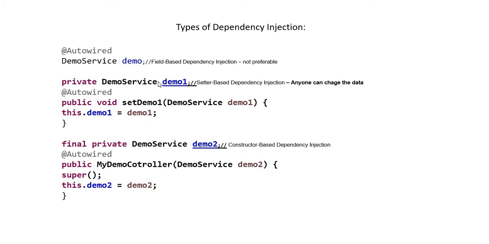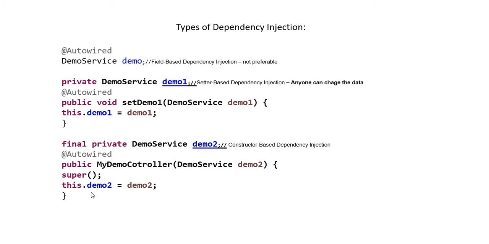That's the biggest drawback with the setter way. So if you really want your service to be immutable, the better way is to autowire with a constructor. You can make your service final, so once you create it in the constructor, no one can come and modify it. So it's a preferred way.